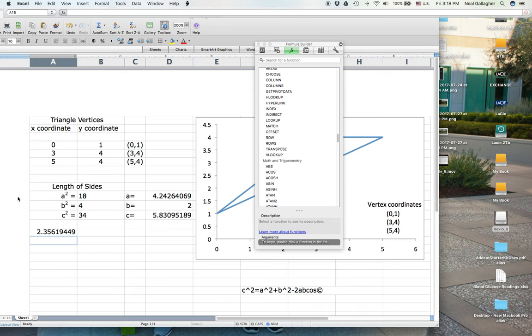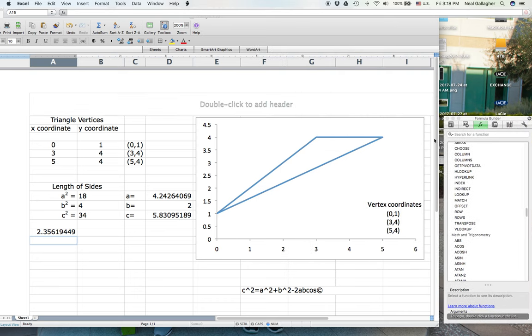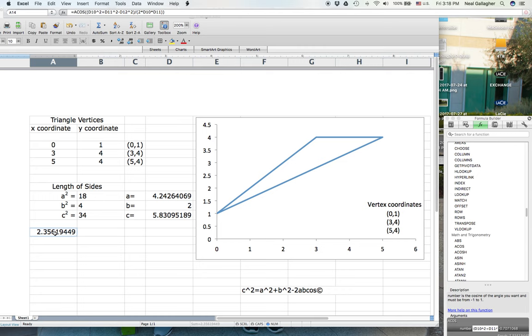Okay, now this isn't quite right. The reason why is I said I wanted to find the angle in degrees, and the default angle measure in Excel is radians. So I need to take this answer and convert it to degrees. To convert it to degrees, I have to multiply it by 180 divided by pi. So let me put that right here. Again, I'll put parentheses. I'll put 180 divided by, let me write pi. I don't know if it substitutes a value for pi in there or not. I should, but I don't.